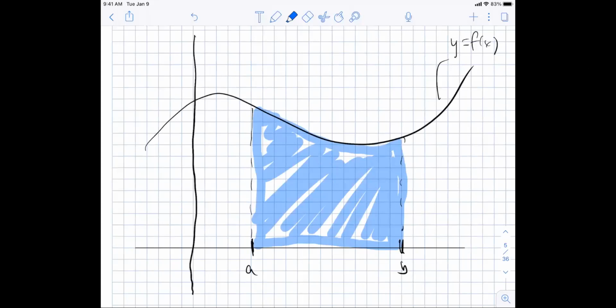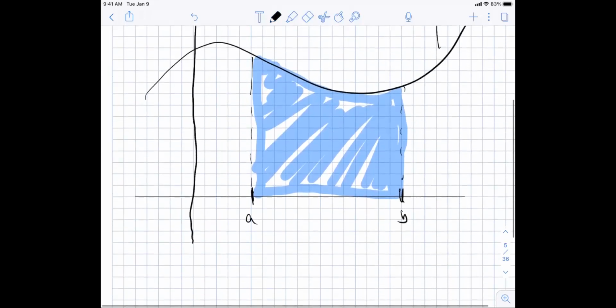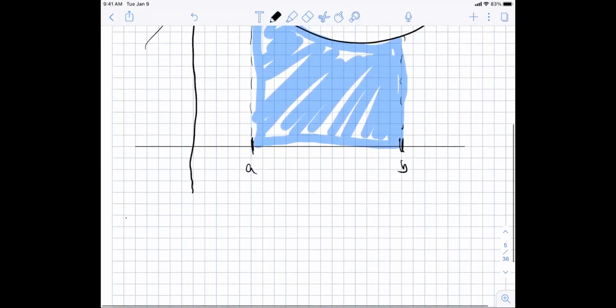If anyone asks you, what are you doing in Calc 1 this week and next week and the week after, you tell them, I'm finding the area under a curve. That's the goal. Okay. And so how do we accomplish this goal? Well, the idea is I'm going to use n rectangles.